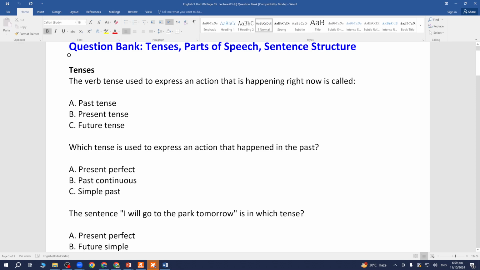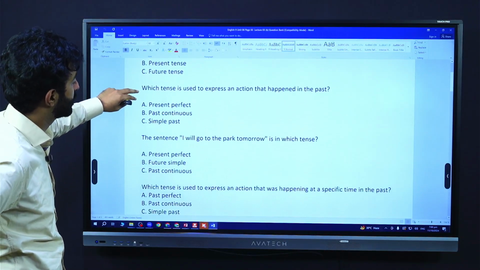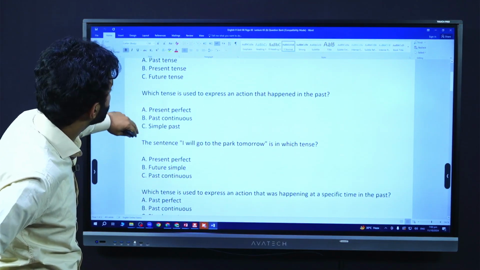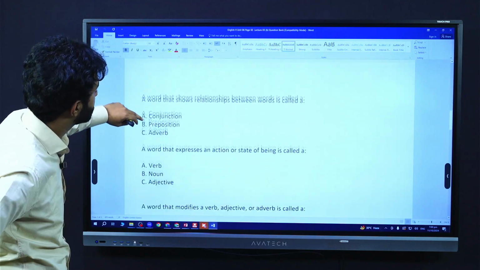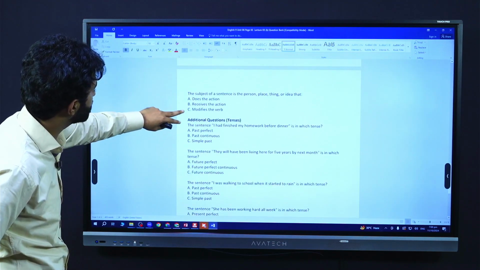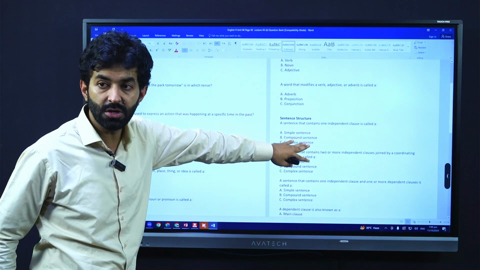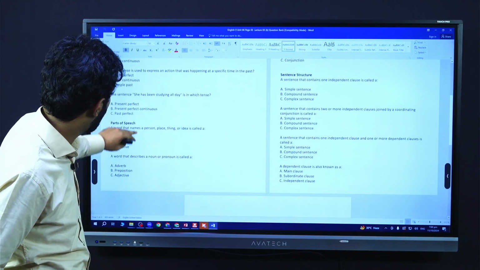Which is the verb tense used to express an action that is happening right now? Yes, present tense. And within that, continuous, something that is happening as it is happening, in the process, then it's present continuous. So students, since we are short of time, you have to solve all these questions in the question bank, where you also have additional questions about tenses, and questions about sentence structure that we have read, and also parts of speech.